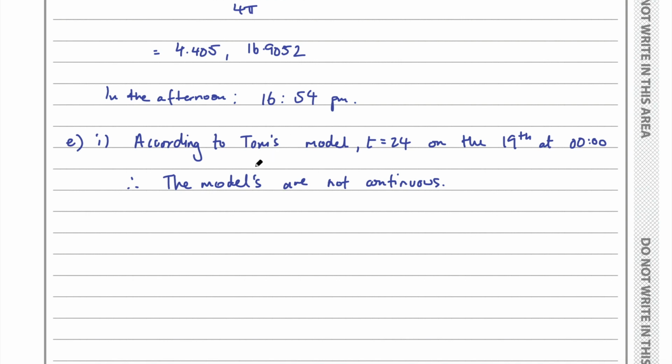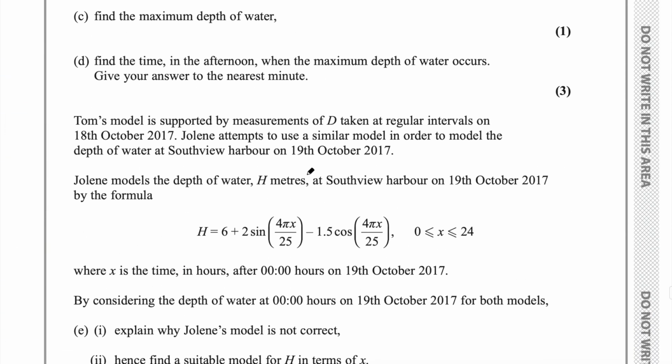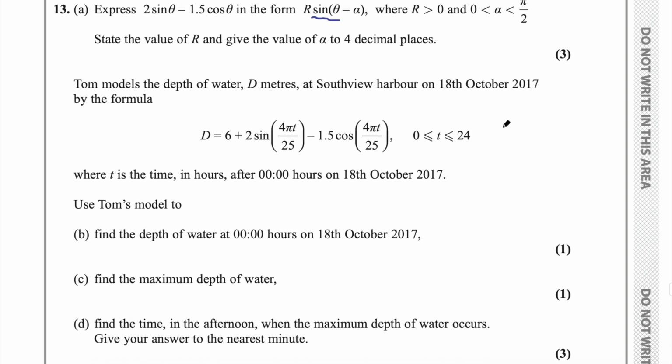The period of Tom's model is going to be, well, one way to find the period is to do 2 pi divided by the coefficient of the variable. So here it would be, let me just write this out, period equals 2 pi on b, where b is the coefficient of t here. So it would be 2 pi on 4 pi on 25. And that evaluates to 12.5, right? 25 divided by 2 essentially.